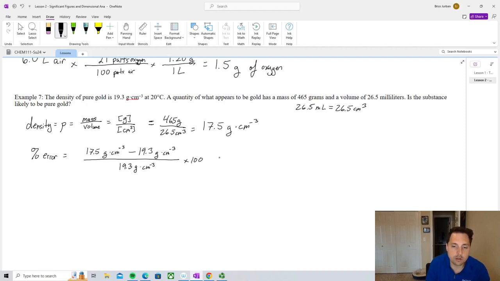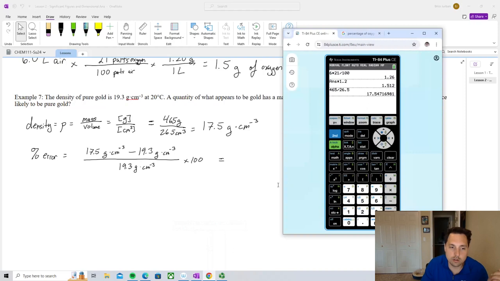So it's important to know when to use scientific notation, when not to use scientific notation, or sorry, dimensional analysis. So when do you need dimensional analysis, when do you not need dimensional analysis? You won't always need to use it.